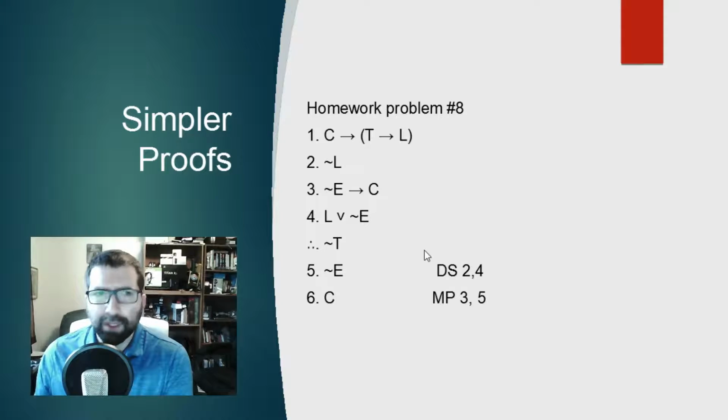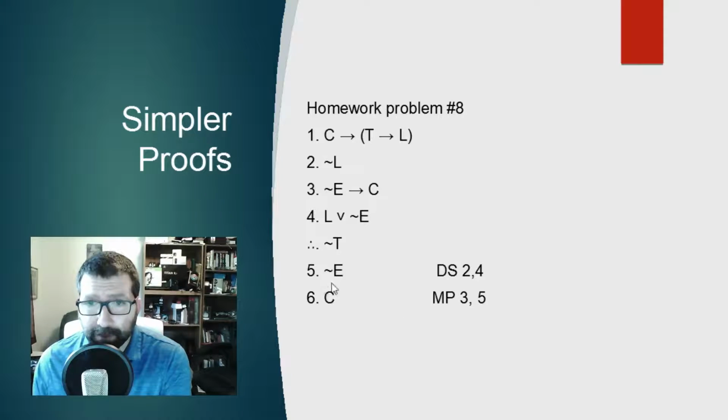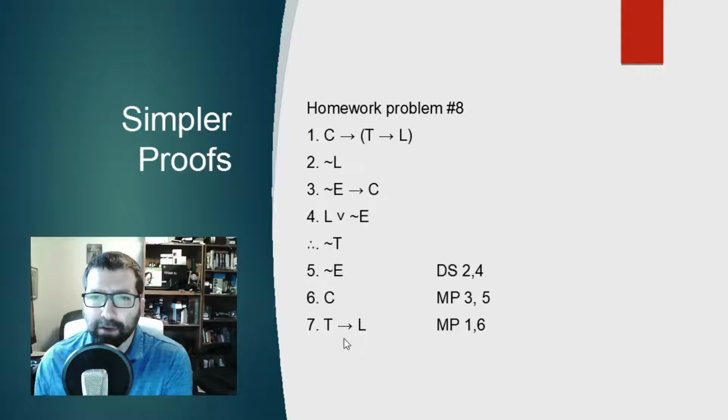The reason we're doing this, remember, is we're trying to create a premise that is identical to the conclusion. We're trying to create not T as a premise. So far we've got not E, and we've got C. Let's see if we can create another one. If we've got C, take a look at number 1 here. So 1 and 6: if C, then T, then L, and we actually have the C. Which means that we can get if T, then L through modus ponens on 1 and 6.